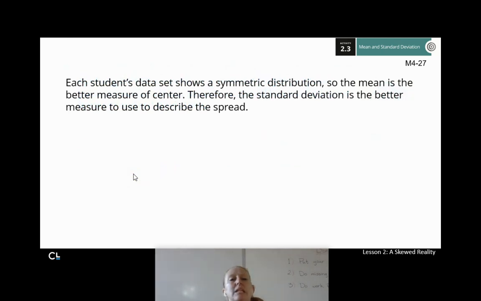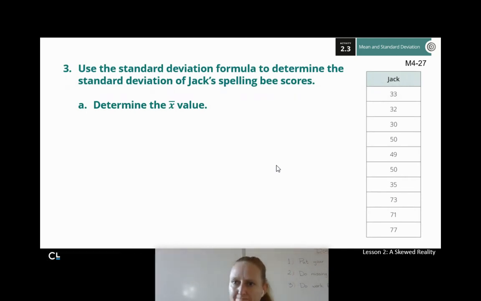So each student's data shows a pretty symmetric distribution. So the mean is going to be the better measure of center. And since the mean is going to be the better measure of center, the standard deviation is the better measure to use to describe the spread. So we're going to start with Jack.